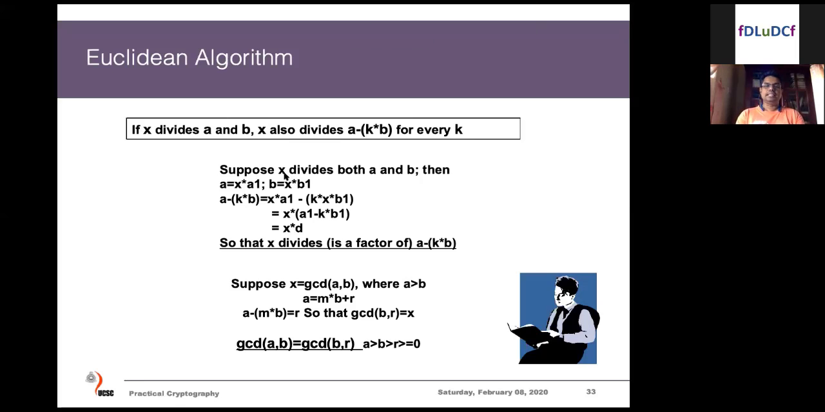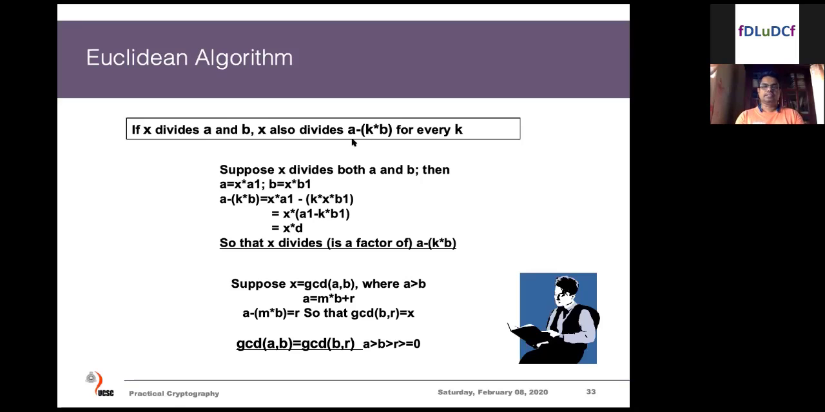Suppose x divides both a and b. Then we can write a equals x multiplied by a1, where a1 is an integer. Since x also divides b, we can write b equals x multiplied by b1. a1 and b1 are two integers, right? So we can write it like that. What we have to prove is that a minus k multiplied by b also divides by x.